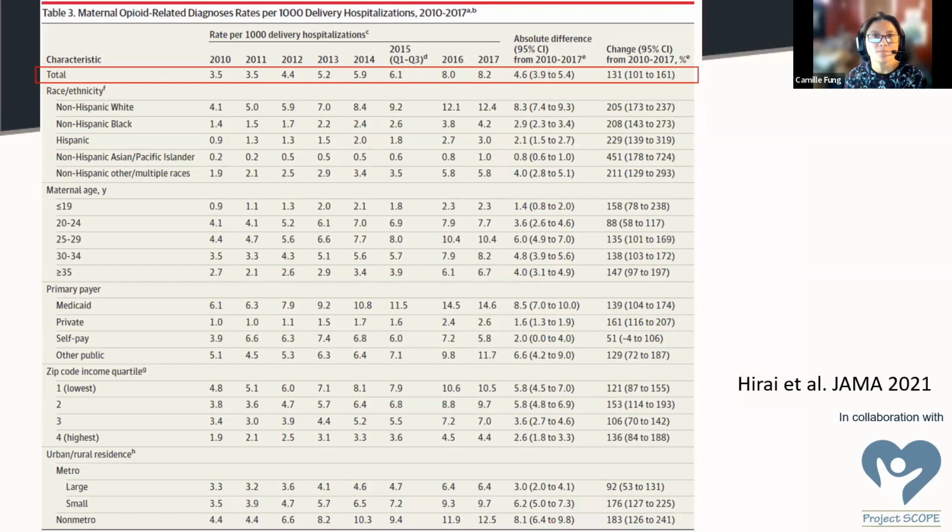So this is the same kind of data, but looking at maternal opioid related diagnoses. Again, if you span your eyes across the time, there is a continuing increase of maternal use of opioids, and the non-metro areas are the ones that are significantly going up a lot faster than the metro areas.